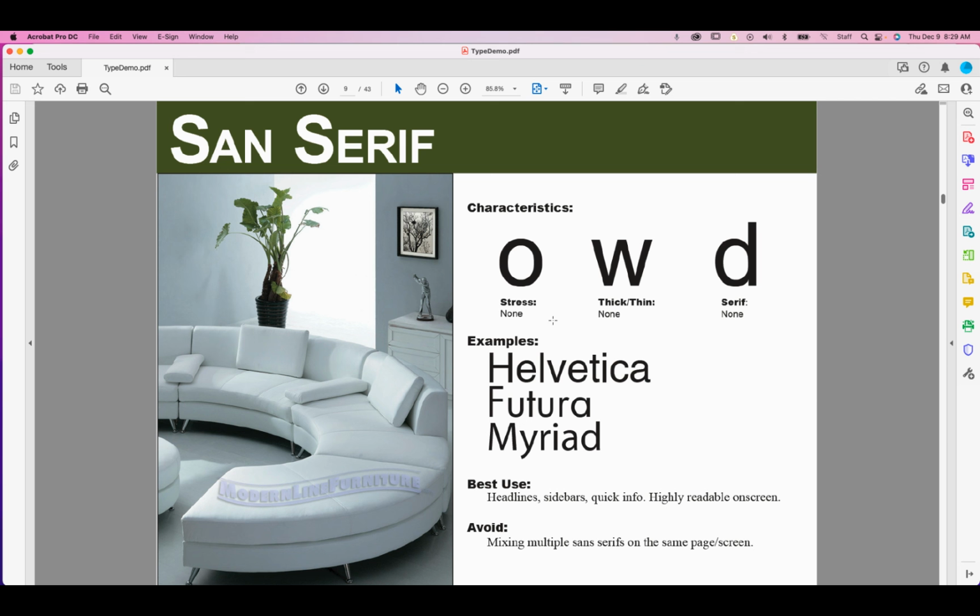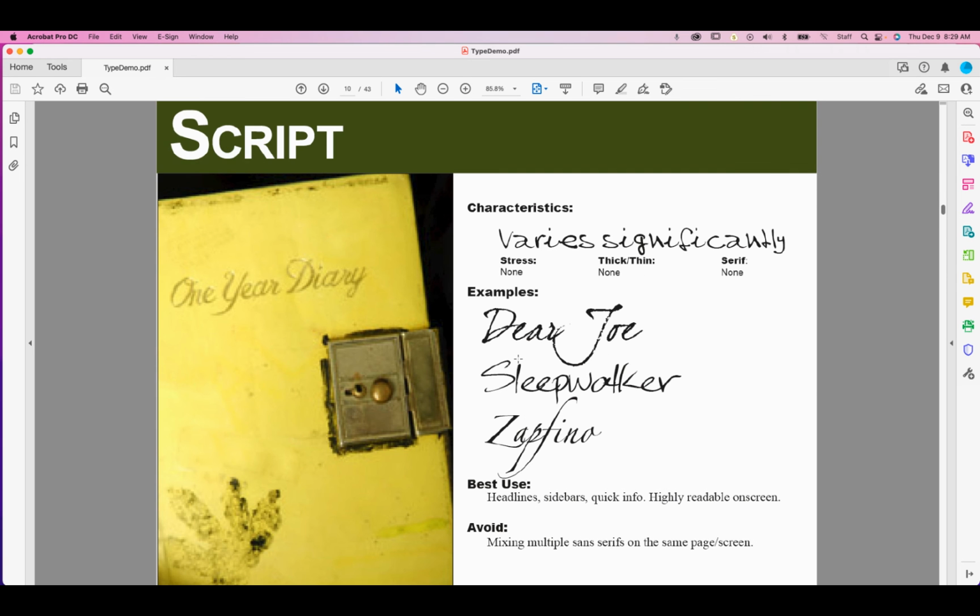The most modern font that came out of this that's still incredibly popular today is Helvetica. Helvetica is one of the most used and most popular fonts in the world. Even though it was made back in 1957, it's still incredibly popular.